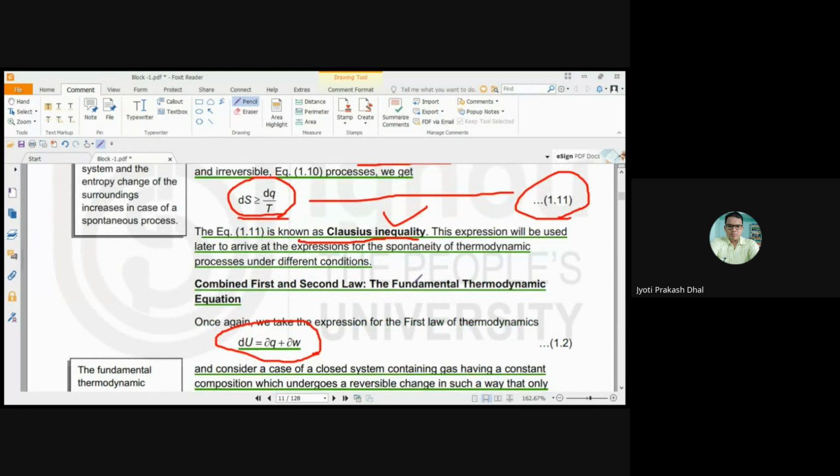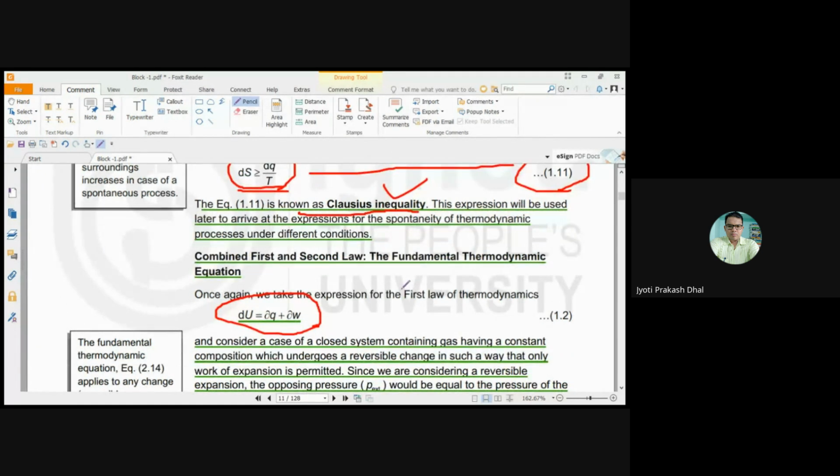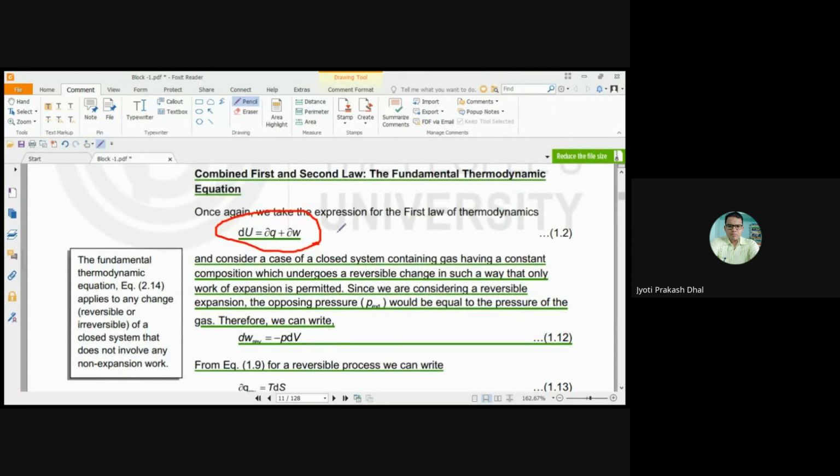And this expression will be applied in future. Now coming to the combination of first law and second law. If you combine the first law and second law, that will give rise to the fundamental thermodynamic equation. According to the first law, you know that dU equals delta q plus delta w.